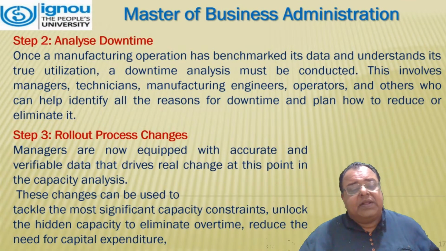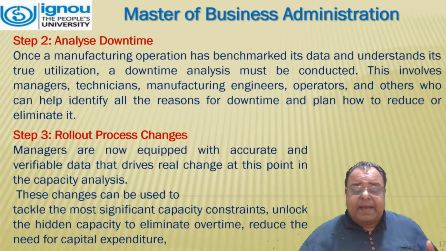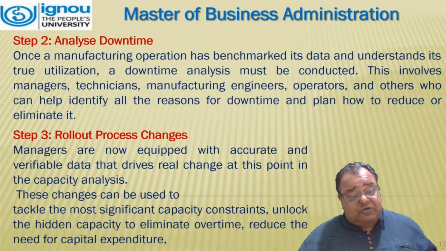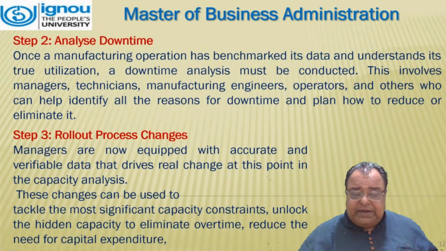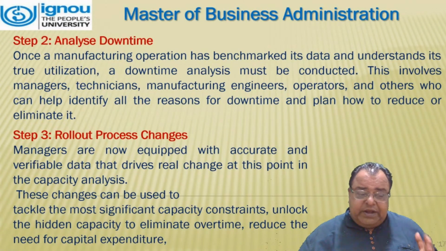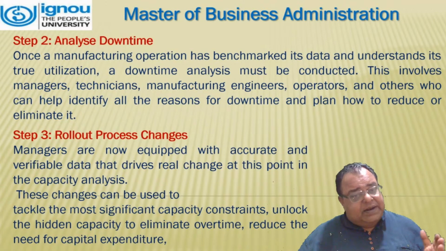The third one is rollout process changes. Managers are now equipped with accurate and verifiable data that drives real changes at this point in the capacity analysis. These changes can be used to tackle the most significant capacity constraints, unlock the hidden capacity to eliminate overtime, and reduce the need for capital expenditure.